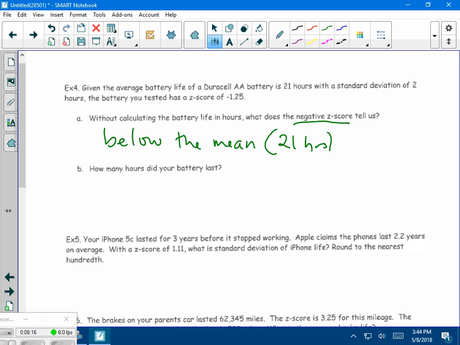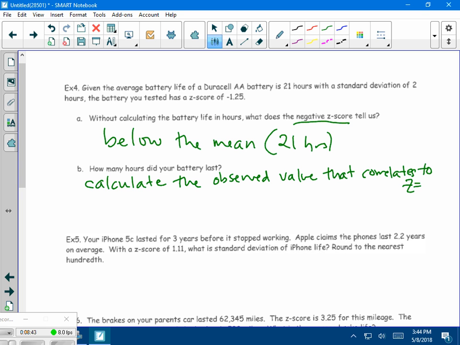So in terms of this problem, that's bad. You want the battery to last as long as possible. This is below the mean. So how many hours did the battery actually last? In that case, you would have to calculate the observed value that correlates to z equaling -1.25. So just use that same equation, and you're just going to plug in for the parts that you know. So the equation is this again. I'm sort of shorthanding here.